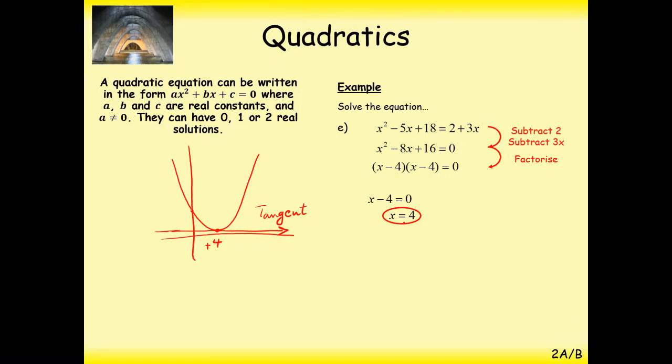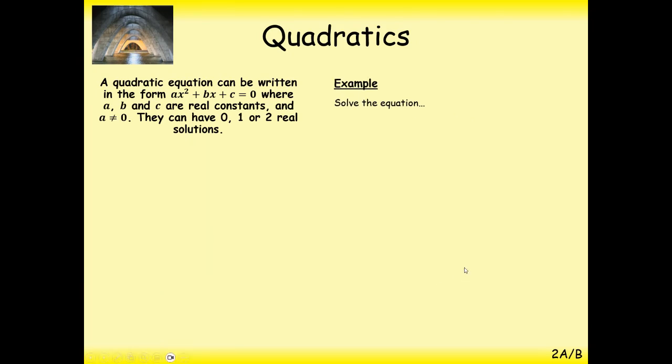Where would it cross the y-axis? If you substitute x equal to 0 into this equation, you get a positive 16. So the y-intercept is 16. Alright, so although the question doesn't ask us to plot the graph, it's helpful to understand what's going on. Alright, so let's look at the next example.